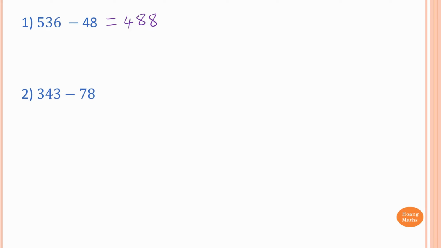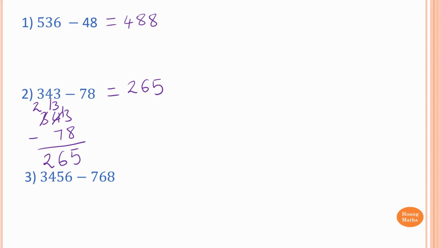Second one, 343 minus 78. So 3 cannot minus 8, so you borrow 1 from 4, so this 4 becomes 3, and that becomes 13. 13 minus 8: 10 minus 8 is 2, add 3 is 5. And then 3 cannot take away 7, you borrow 1 from 3, so it becomes 2, and that becomes 13. 10 take away 7 is 3, you add another 3 is 6. And then this 2, we just write this down. So the answer is 265.